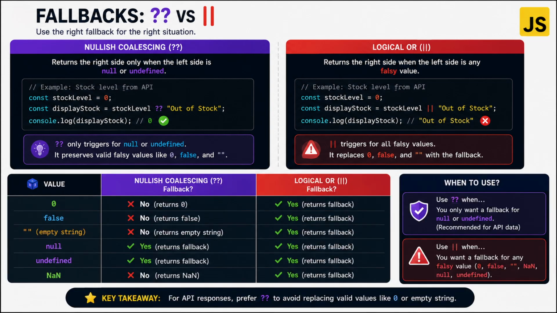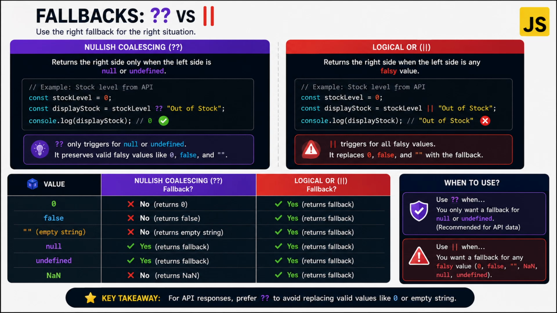That can create bugs with API data. In this example, 0 is a valid stock value. It should mean there are 0 items available. But stock level || out of stock treats 0 as falsy and replaces it. Nullish coalescing is safer when 0, false, and empty strings are valid values that you want to preserve.